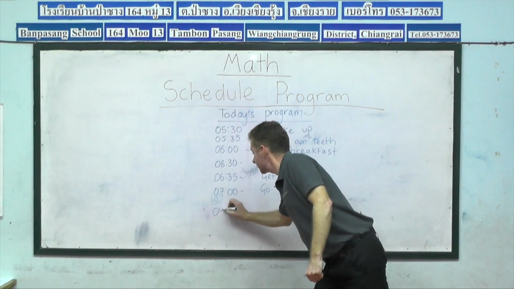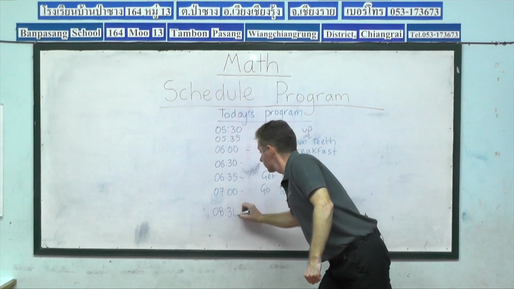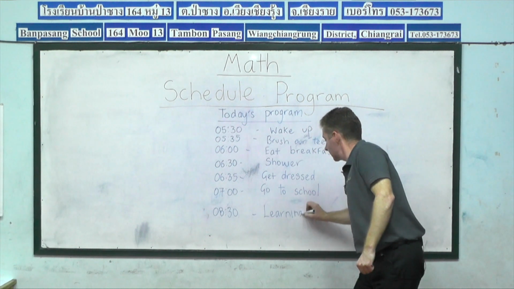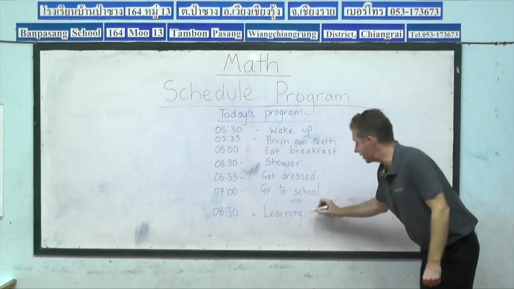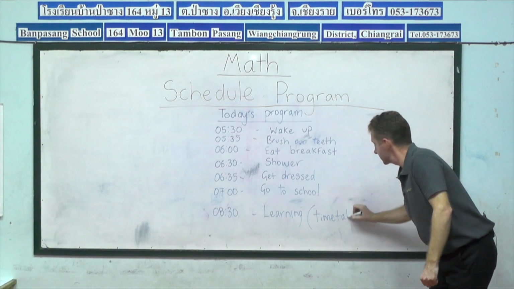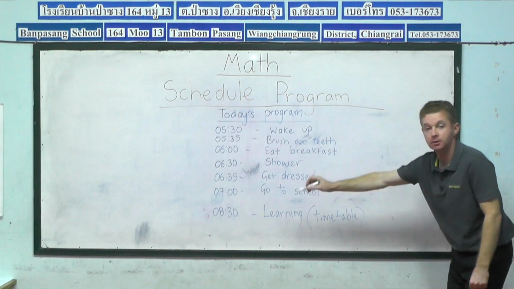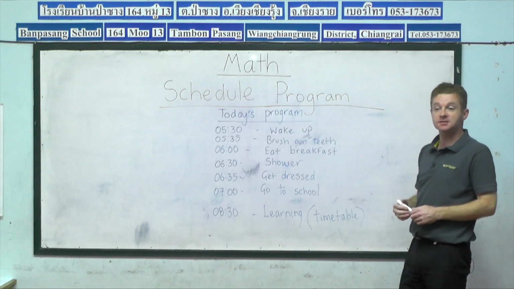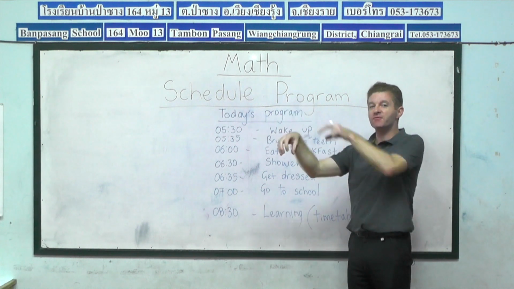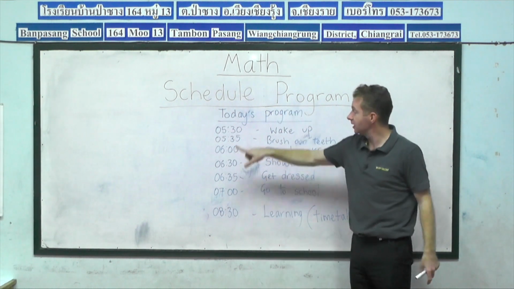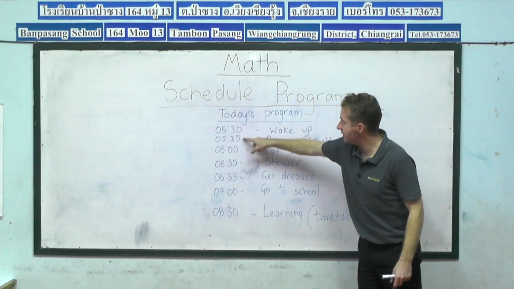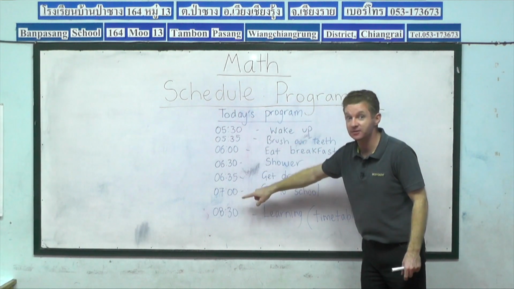At 8:30, learning. And now that we've got our program, we can begin our learning timetable because we use our timetable for the classes. So you see, guys, how the program is different. We don't have to have 5:30 till 6 o'clock. We just have the time and the activity. But we have to remember the times must run after each other.